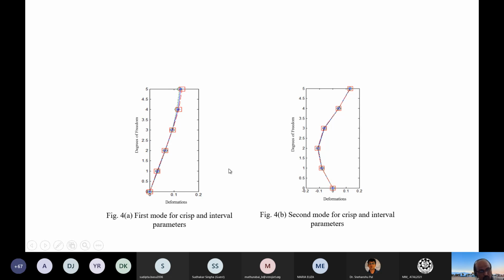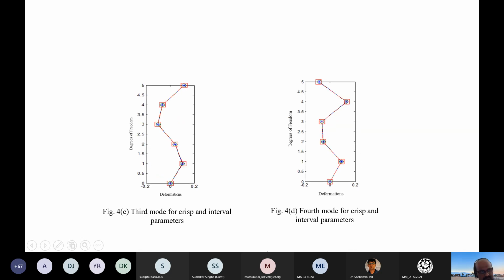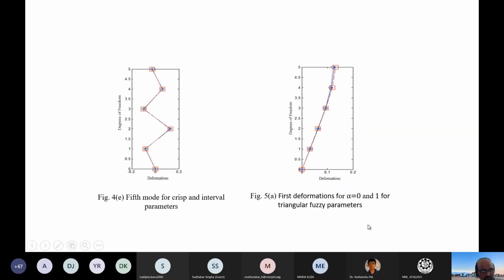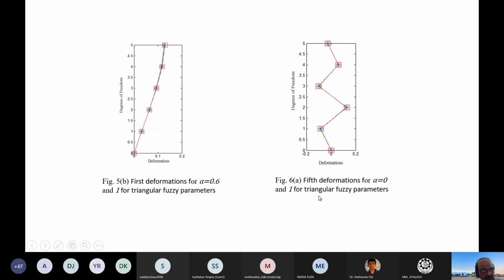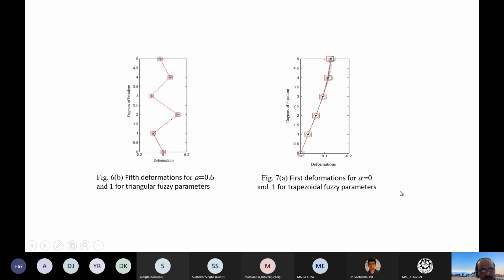Now you can see the mode shapes. If you zoom in, you can see the distinction. These are all due to the scaling. All these are actually showing the same, but they are not. So this is with respect to the first one. Using those eigenvectors, we have plotted the mode shapes. This is the first one, second one, third, fourth, and fifth. This is for alpha 0 and 1, the triangular fuzzy number. I have also plotted for different alpha, such as alpha 0.6, alpha 0, etc.